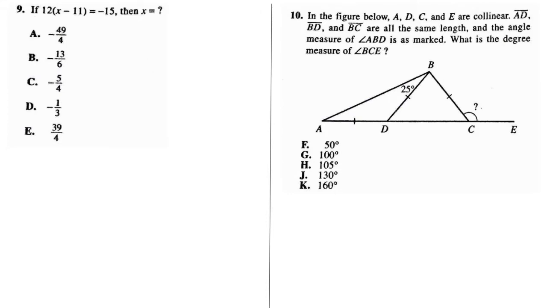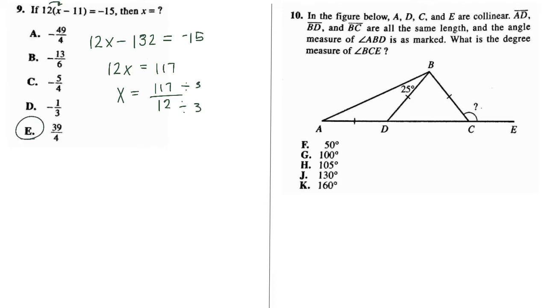Okay, here we have some algebra. We're going to have to go through our distributive property. So 12 times x minus 11, that means 12 needs to be multiplied to x, and 12 needs to be multiplied to 11, and that's going to be 132 equals negative 15. We will add 132 over, so I have 12x will be equal to positive 117. And if we divide both sides by 12, we have x equals 117 over 12, and that should reduce. We can divide the top and bottom by a 3, so it looks like we're going to get answer choice E.